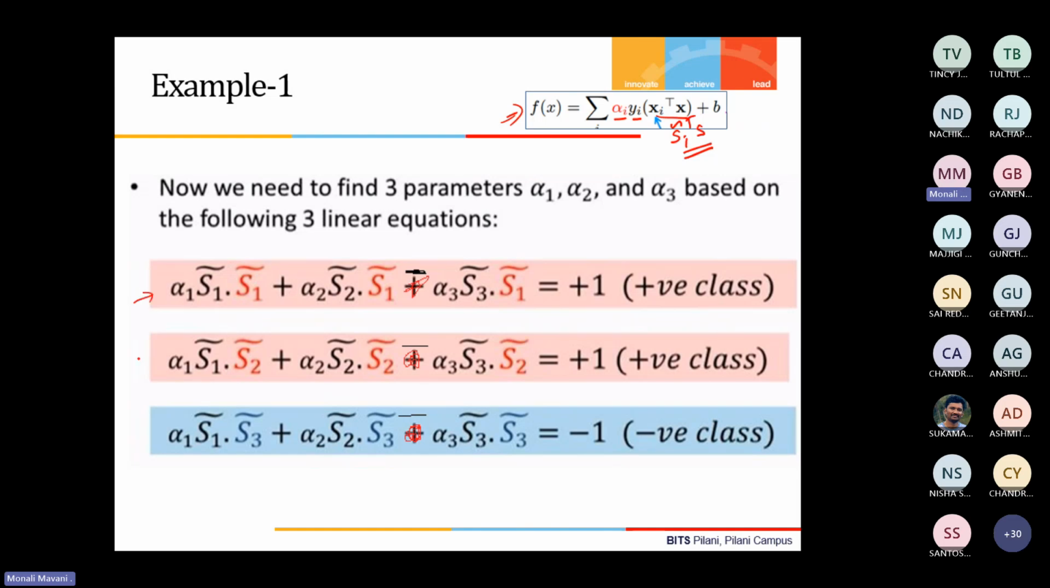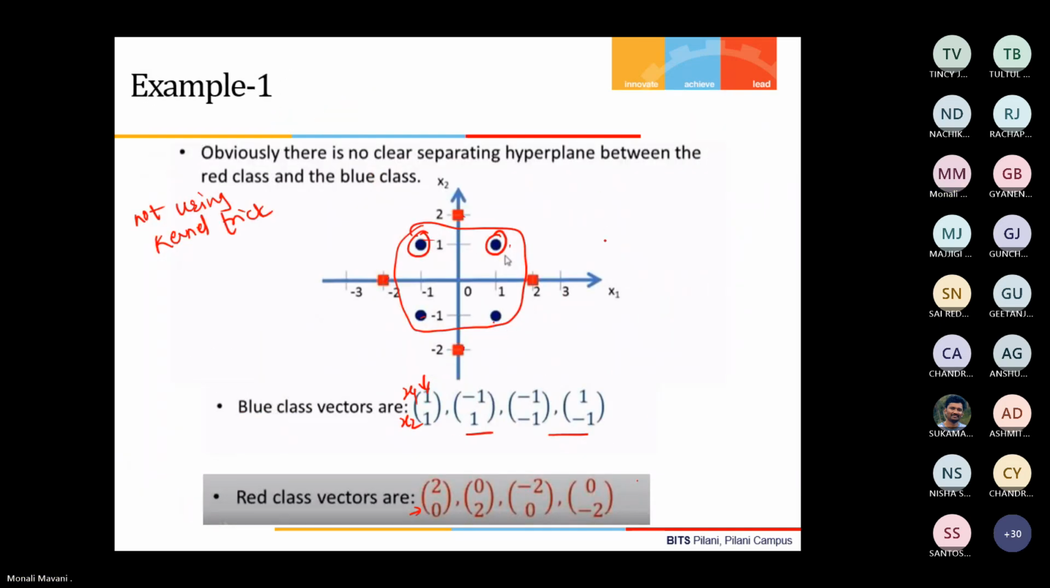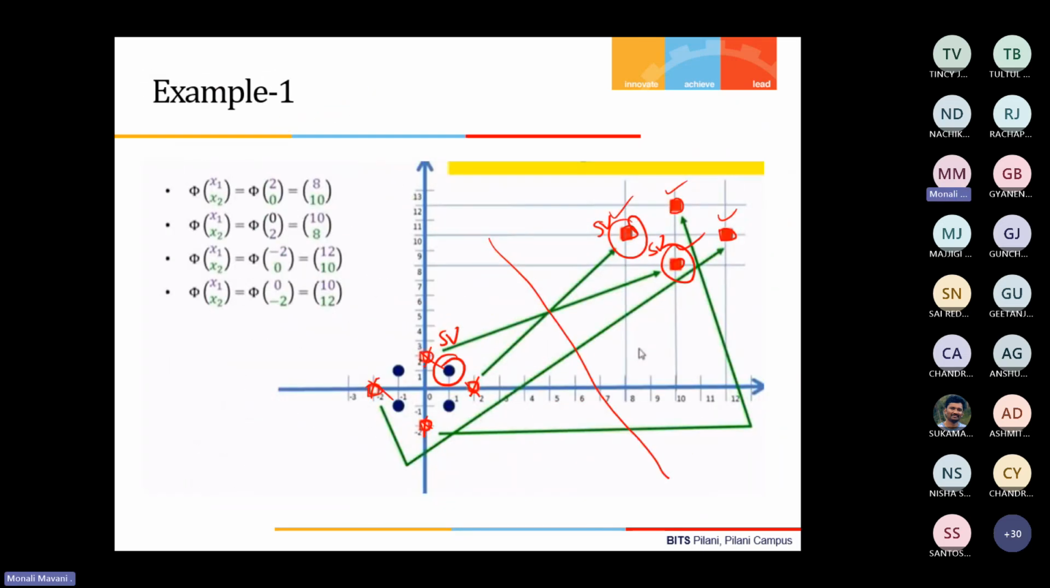You can say we will get 3 equations because we have 3 test points. The 3 support vectors are only my test points. So the first equation is for the first test point, which belongs to the positive class. Red is a positive class, and blue is a negative class. So among the support vectors we have 1 negative class data point and 2 positive class data points.